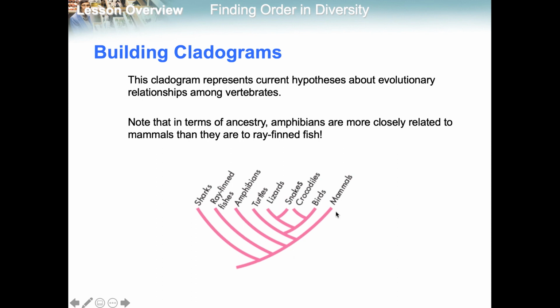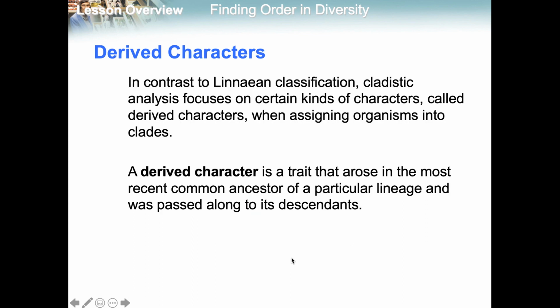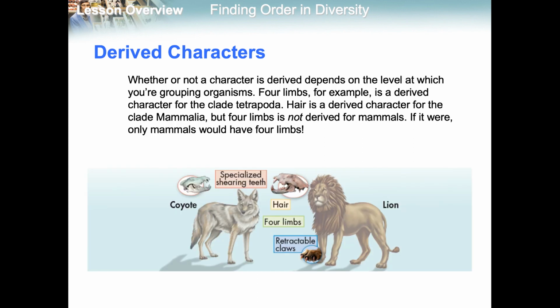So hopefully you're understanding how this works. If you picture it like a tree, that helps me understand a little bit better. In contrast to Linnaean classification, cladistics focuses on certain characteristics, called derived characters, when assigning organisms to clades. A derived character is something that popped up in the most recent common ancestor of a particular lineage and was passed along to its descendants.